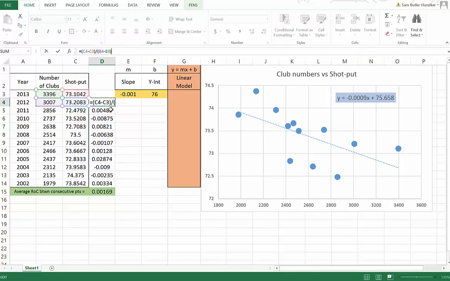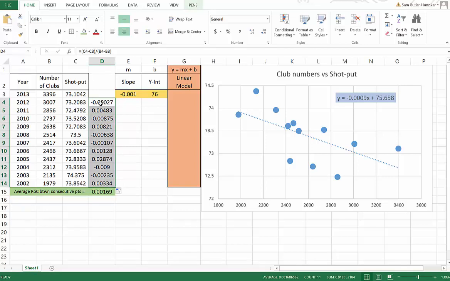Okay, once you get that inputted, we can go ahead and drag that down so that we get the difference, or the rate of change, between consecutive points on here. Then we can average that to get another estimate for the slope. Either one will work. If we use this estimate of 0.001, notice the big difference is that one's positive, whereas this one and this one are negative.